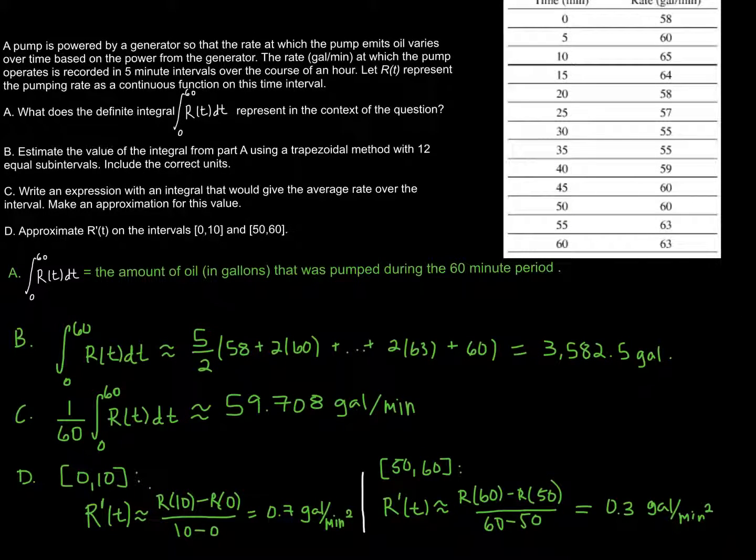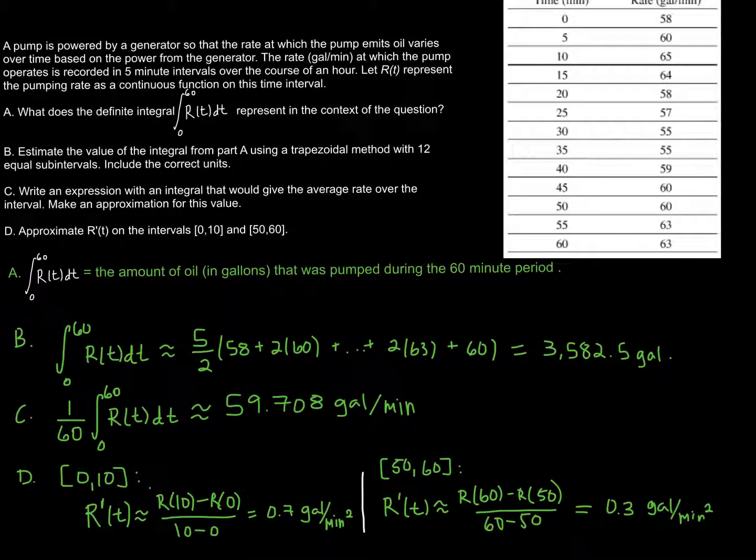All right, this first one is pretty straightforward here. We're looking at the definite integral from 0 to 60 of a rate of change, right? And so we interpret that to be the total amount that that quantity has changed by. So since this rate measures the rate at which oil is being pumped, this integral is the amount of oil, or the quantity of the oil, that was pumped during that 60-minute or 1 hour period. So you'd probably get 1 point for having that correct.